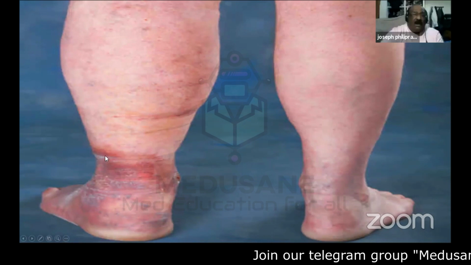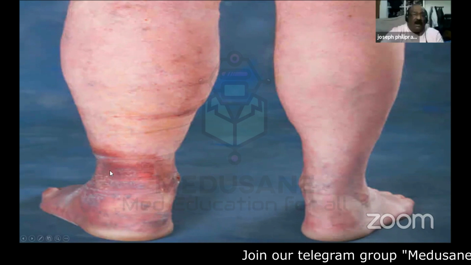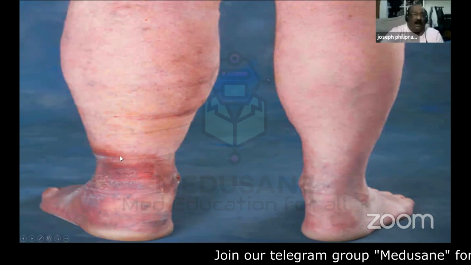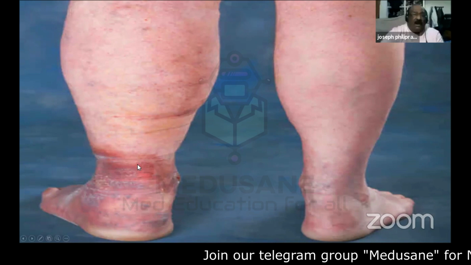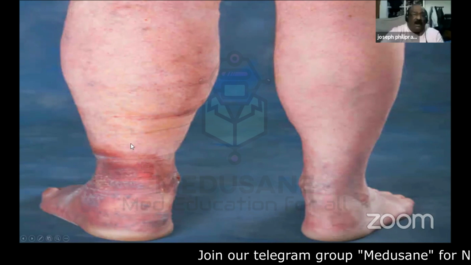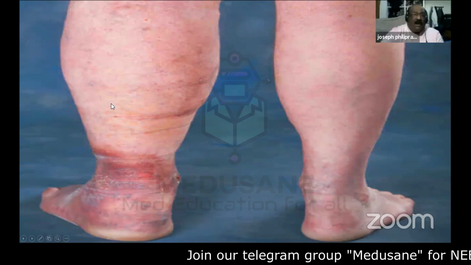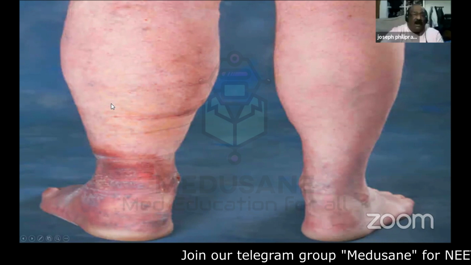This is known as erythematous, eczematous, indurated skin, and this pigmentation is due to hemosiderin, which causes fibrosis and constriction. See around the ankle, there is narrowing compared to the foot, and there is a distended calf muscle. See the size of this calf muscle and this one. So there is an inverted champagne bottle appearance.